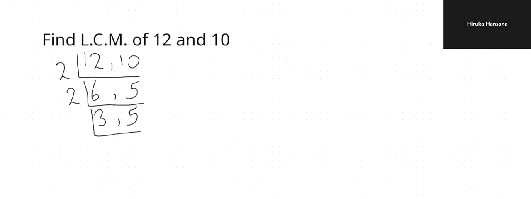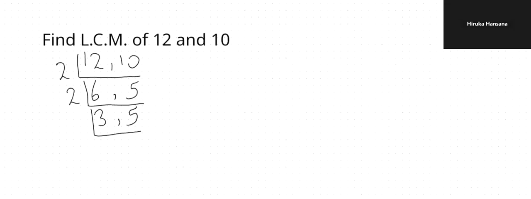Okay. Now we need to think about the next prime number. Because 3 is not anymore nicely divisible by 2, and 5 is also not nicely divisible by 2. Anyway, 3 and 5 both are prime numbers. So prime numbers are not divisible by any other number. So you can't divide these with any other number other than themselves. So if you don't know about that, don't worry. Here, think about the next number that you can divide any of these nicely. So the next number is 3.